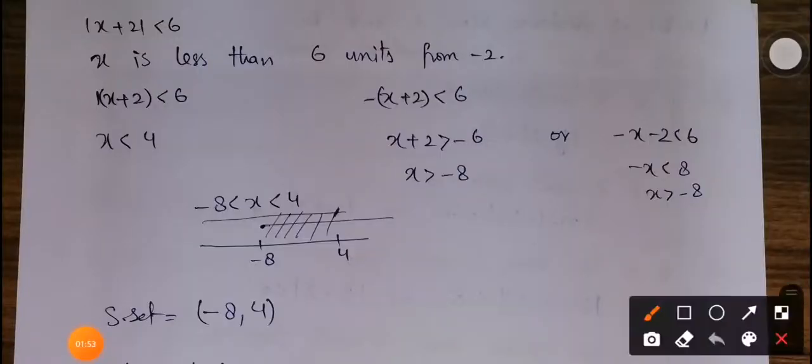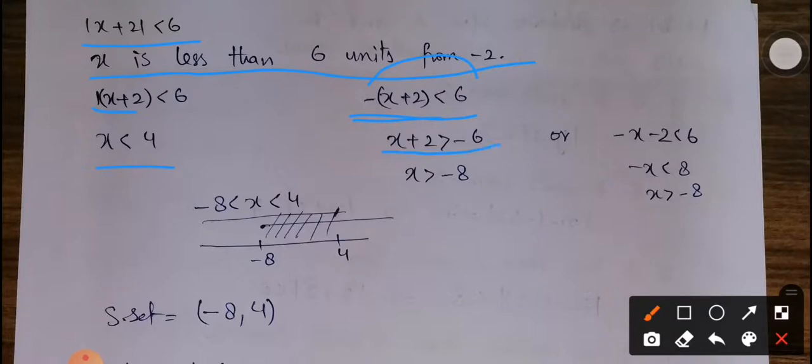Next is absolute value of x plus 2 is less than 6. Its geometric interpretation is that x is less than 6 units from minus 2. Again we will take the first case to be positive, and for the second case we will take the negative expression. So x plus 2 less than 6 means x is less than 4. For the other side, when I multiply a negative on both sides of the inequality, we have to change the sign of the inequality.